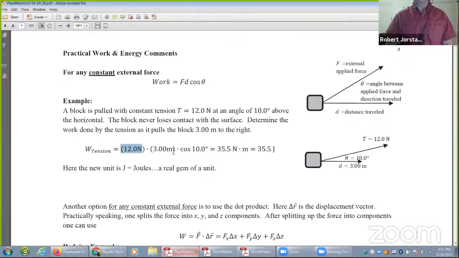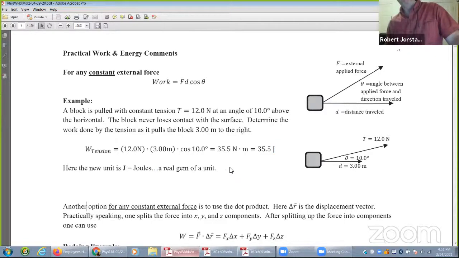We plug in these numbers. We get this cosine of 10 degrees in there. And notice you get positive 35.5 joules. This seems reasonable. If I pull the block almost to the right and it moves to the right, that force of tension was probably helping to speed it up. Now, we don't use these units of newton meters. We're going to use units of joules. All right. So joule is a real gem of a unit.